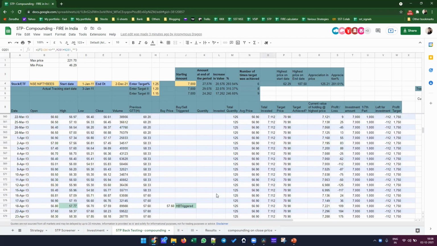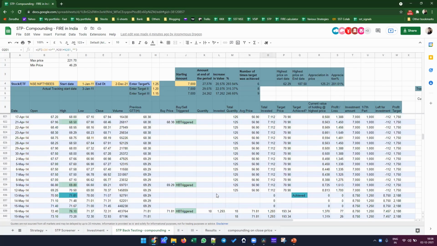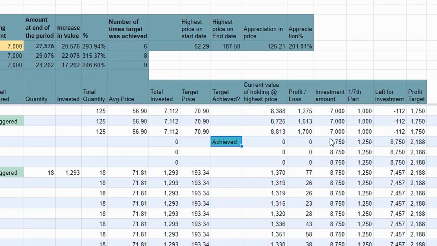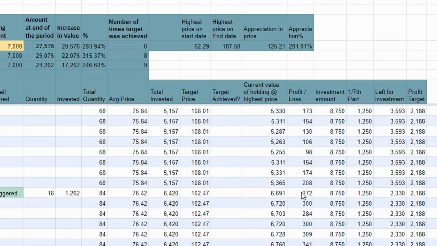So this one took a very long time, as you can see here. All right, keep going. And here the target was achieved. So as soon as the target is achieved, our sheet calculates what will be the new amount that we have to start with. So it's simply adding the previous amount and the profit we have booked, and then calculating the new SIP amount. And then it keeps going on and on and on. So that is how this backtesting sheet is working.